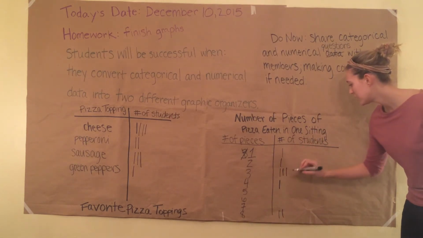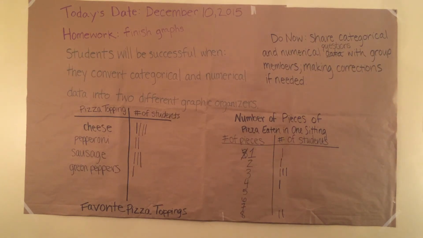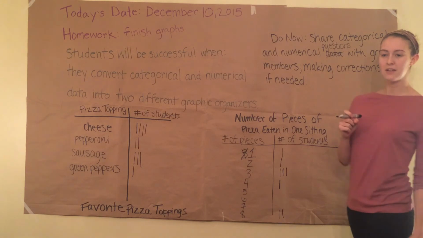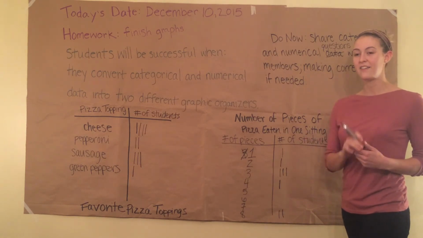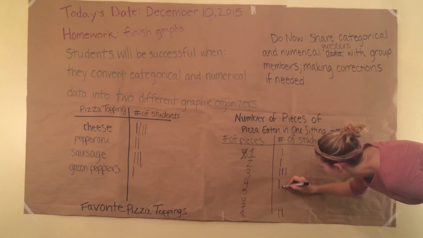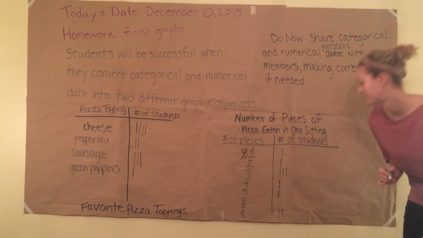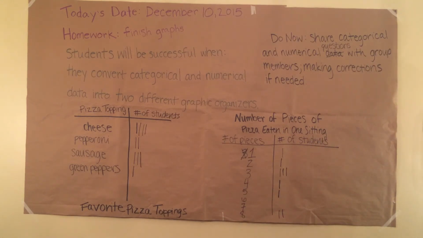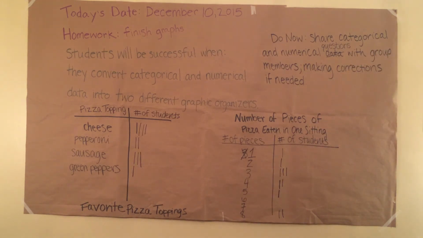So we have 1, 2, 5, 6, 7, 8. We need 2 more people to reach our number of 10 pieces of data. All right, yes. We have a 5. One more. 4. All right. Very good, you guys. Thank you for helping me out with that.